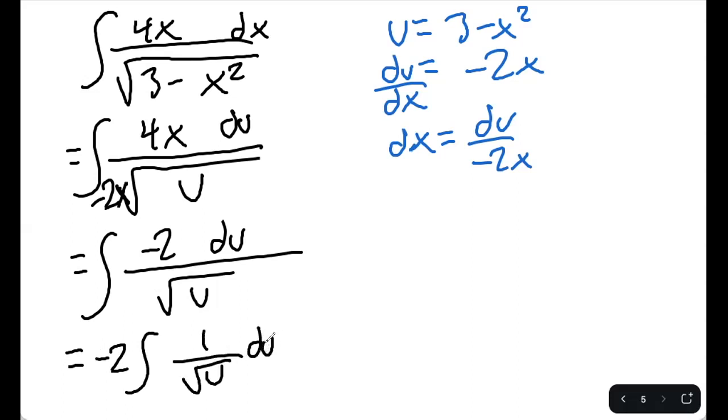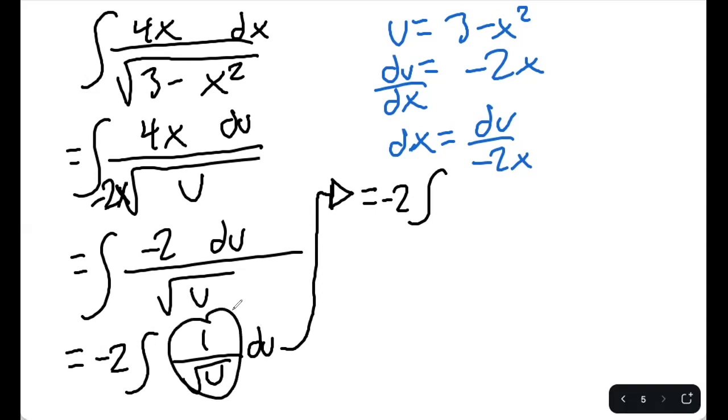All right, now what about this though? Do we know how to integrate this? Is this one of the formulas we know how to integrate? Not sure. We do, technically. If you remember your exponent rules, then yeah, we can actually integrate this, because we can write this with a negative exponent.